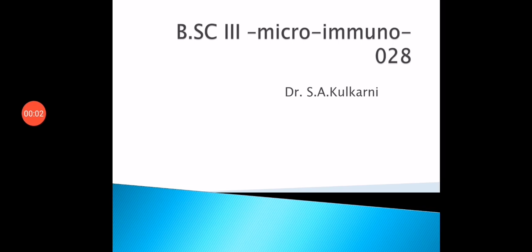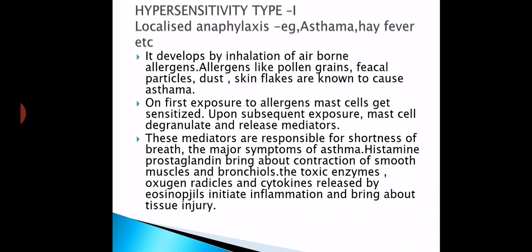Good morning, friends. We have discussed hypersensitivity reactions, and depending upon the mechanism involved, we know that hypersensitivity reactions are classified into four types: type 1, 2, 3, and 4. Type 1 hypersensitivity reactions are due to overproduction of IgE antibodies, which have the ability to bind on the surface of mast cells, leading to degranulation of mast cells and release of mediators.